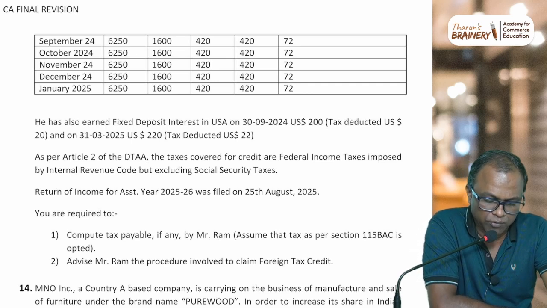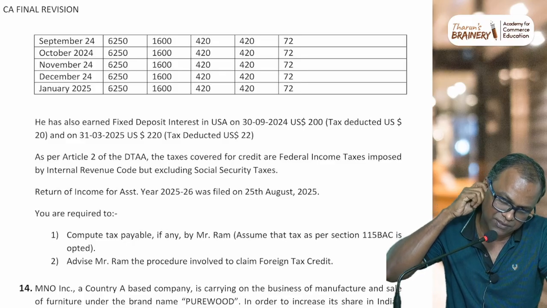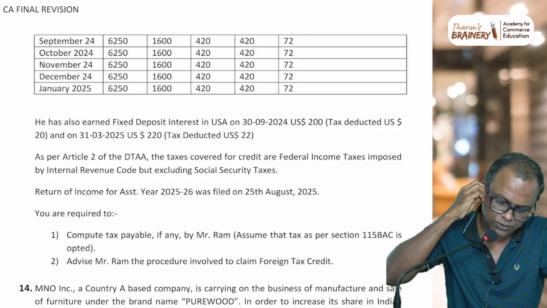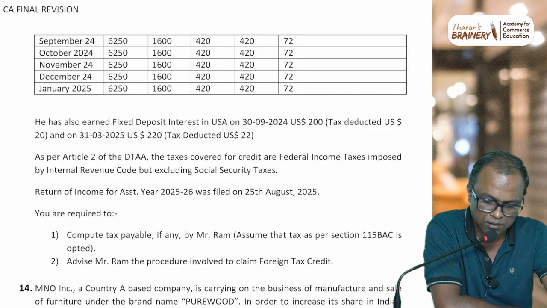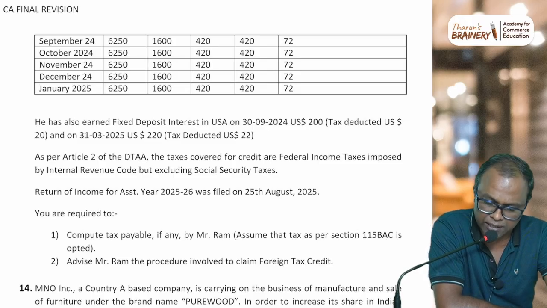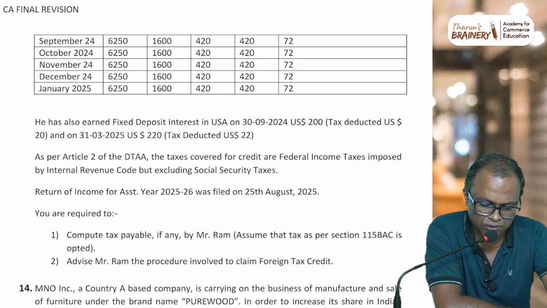As per Article 2 of the Double Taxation Avoidance Agreement, Article 2 defines the taxes covered. So Article 2 of the DTA between India and USA covers taxes for credit: federal income taxes imposed by the Internal Revenue Code (IRC), but excluding, say, social security taxes. So state tax also won't be available, only federal income tax. Even social security tax is not eligible.